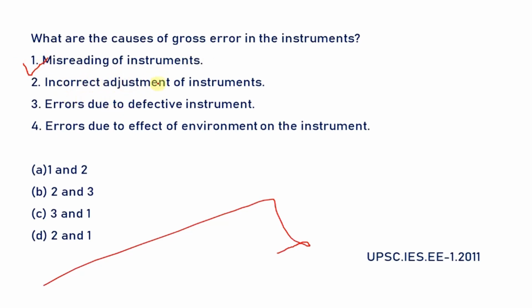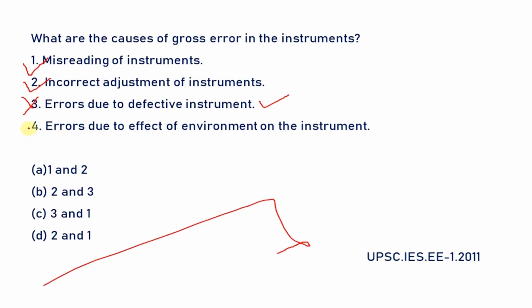Incorrect adjustment of instrument is also done by human beings only. So this would also be a gross error. Now come to the third option, error due to defective instrument. This is not the correct answer because this is called the instrumental error, or systematic error.